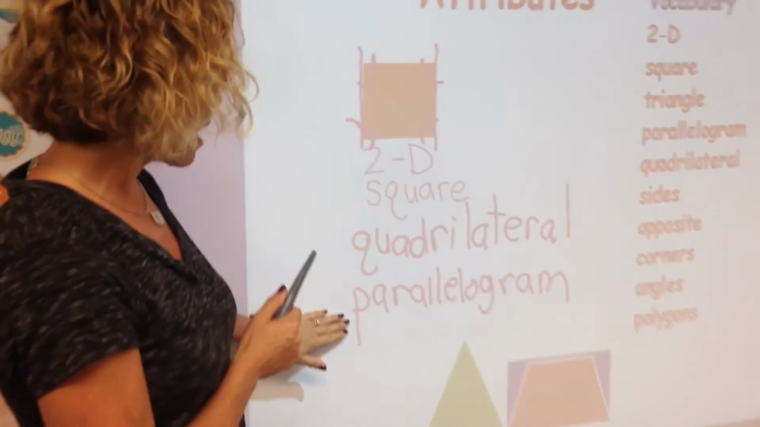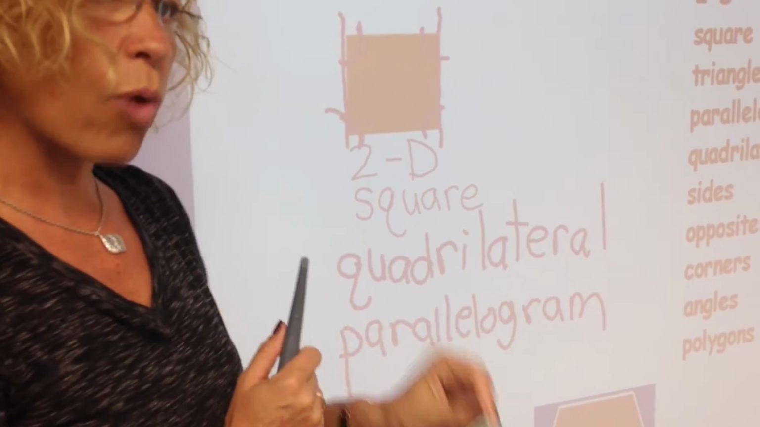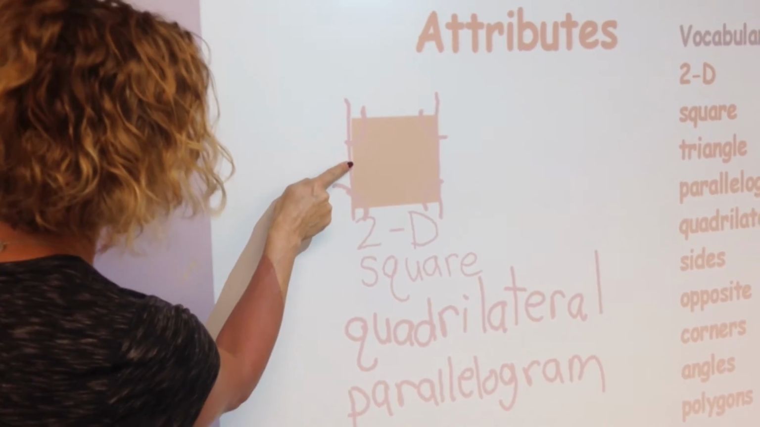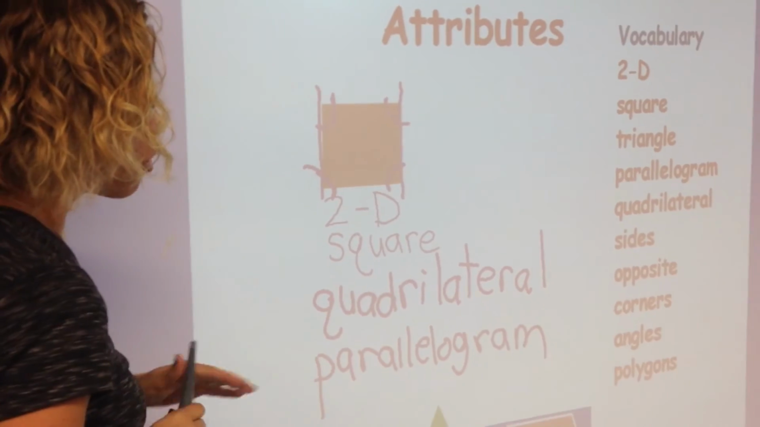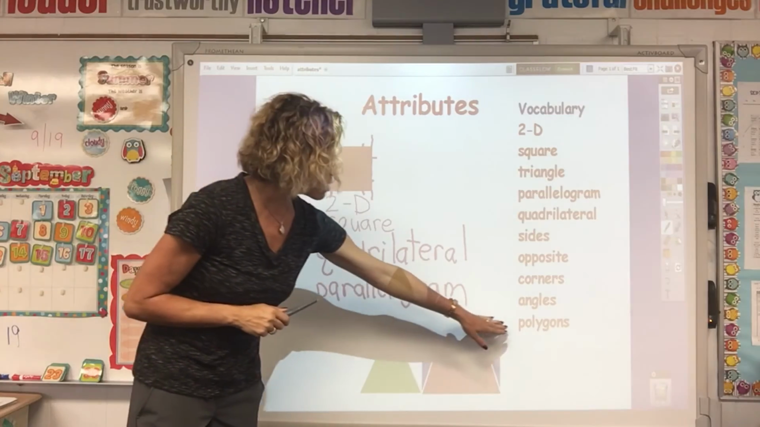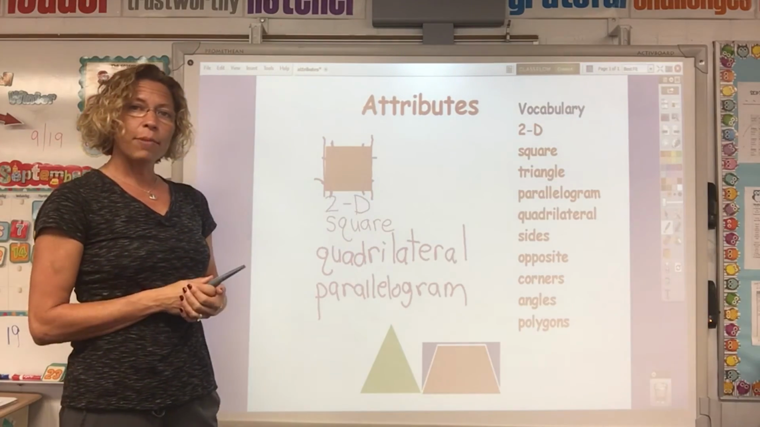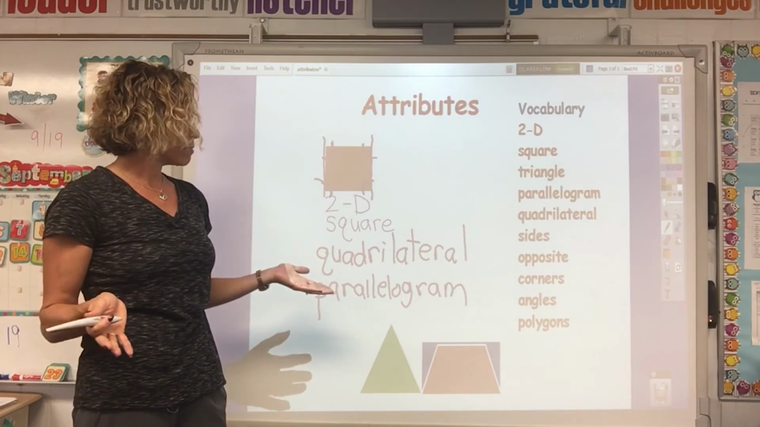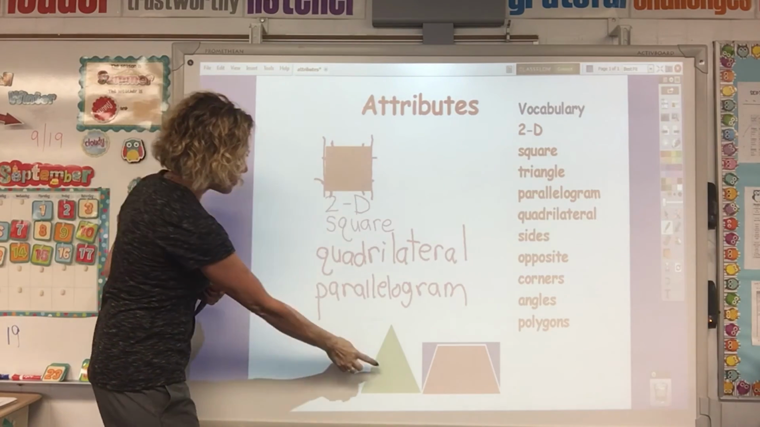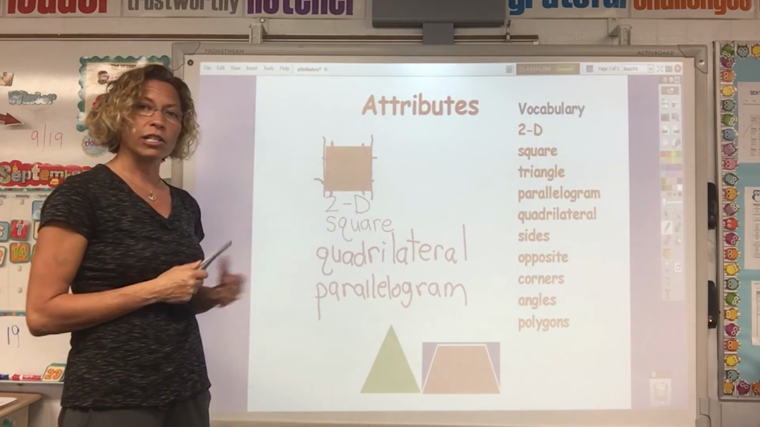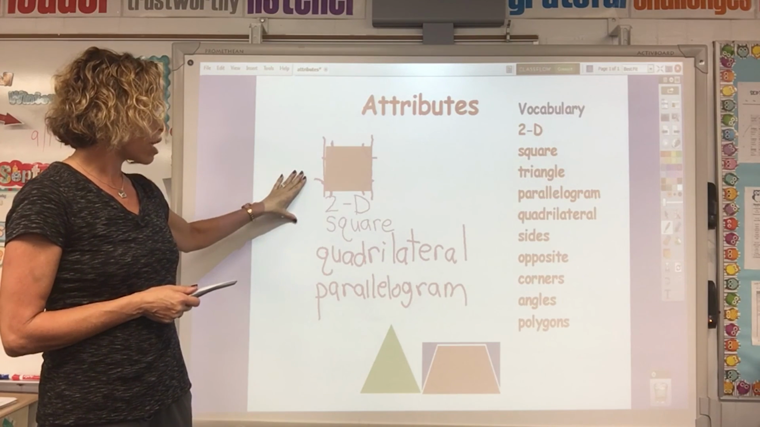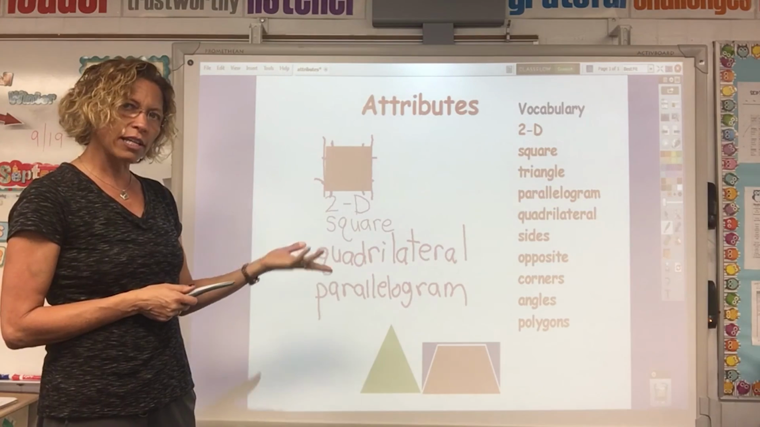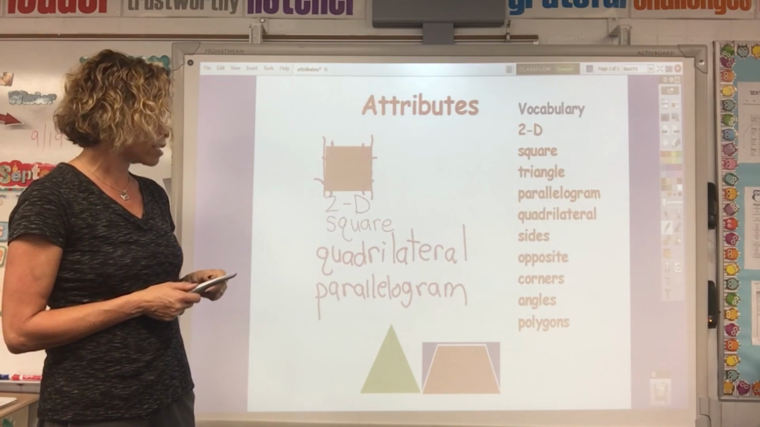And a square has 4 right angles, where you can see these 2 sides come together to form a right angle. And the last word down here, a polygon. A polygon is any closed shape. So all of these are polygons because they are a closed shape. So that is just the square's attributes. Now we'll go on and do the triangle attributes, rectangle, and a trapezoid.